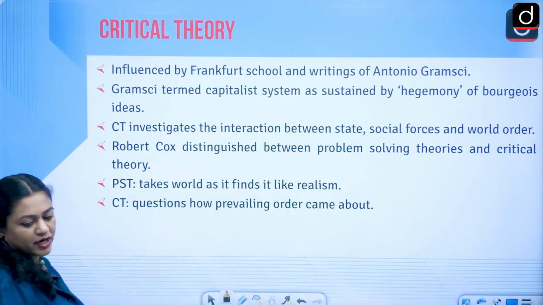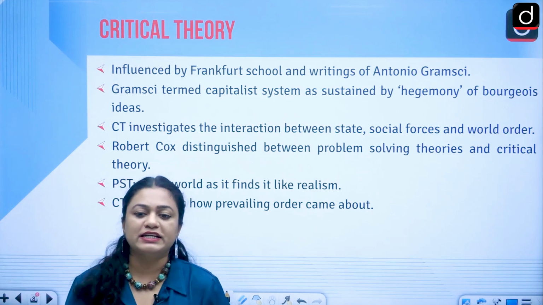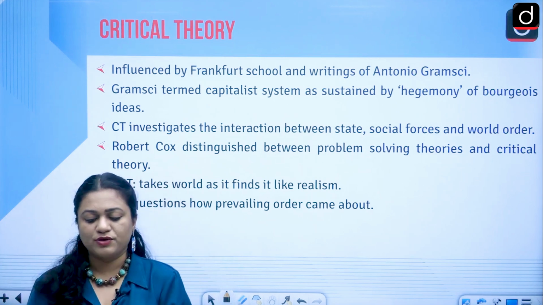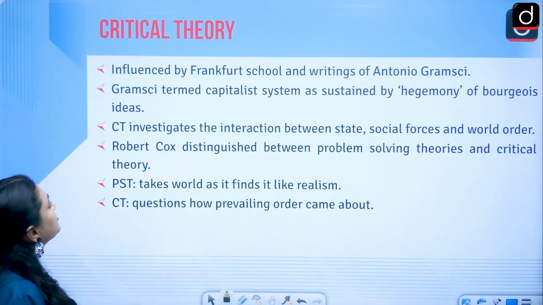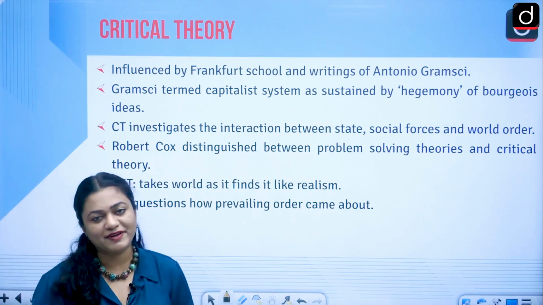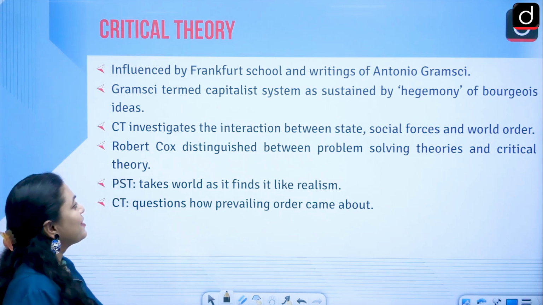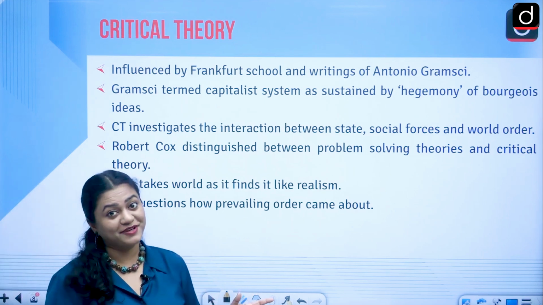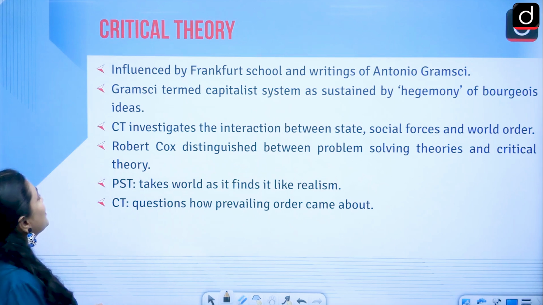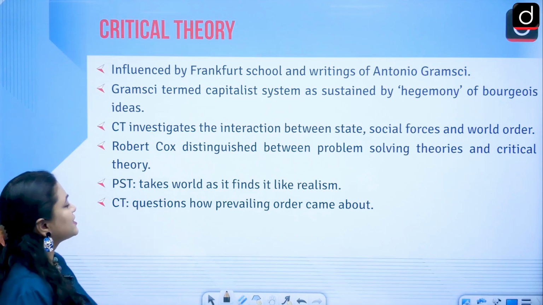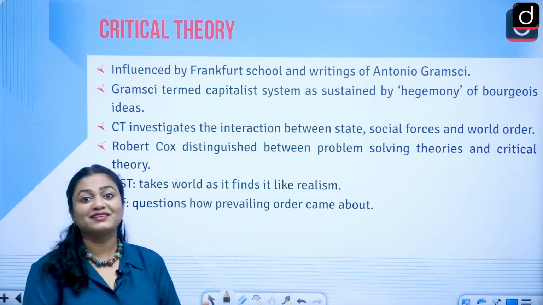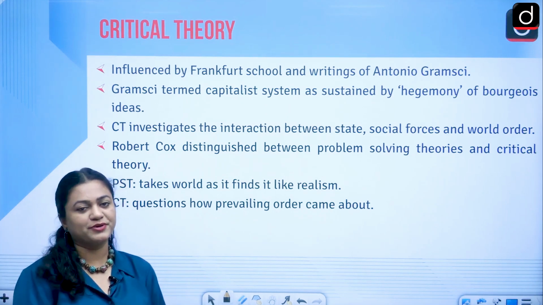Now we are going to discuss critical theory. Okay. So critical theory, Neo-Gramscians, influenced by the Frankfurt School and the writings of Antonio Gramsci. So if you remember Antonio Gramsci's famous hegemony theory. Gramsci termed the capitalist system as sustained by the hegemony of bourgeois ideas. He talks about consent and coercion, okay.